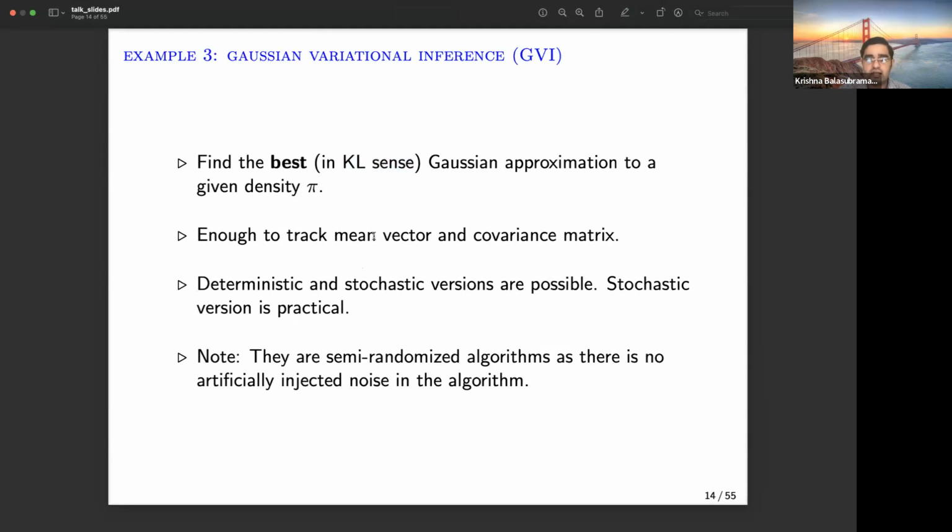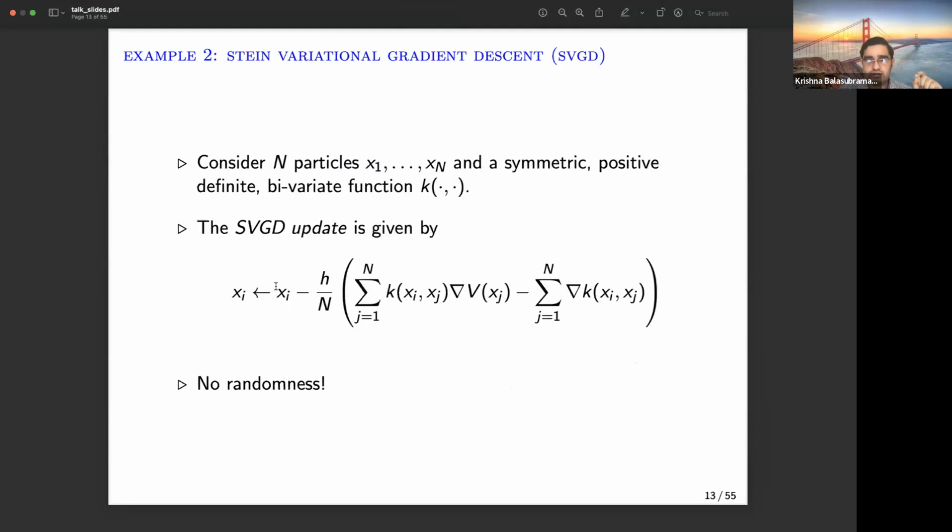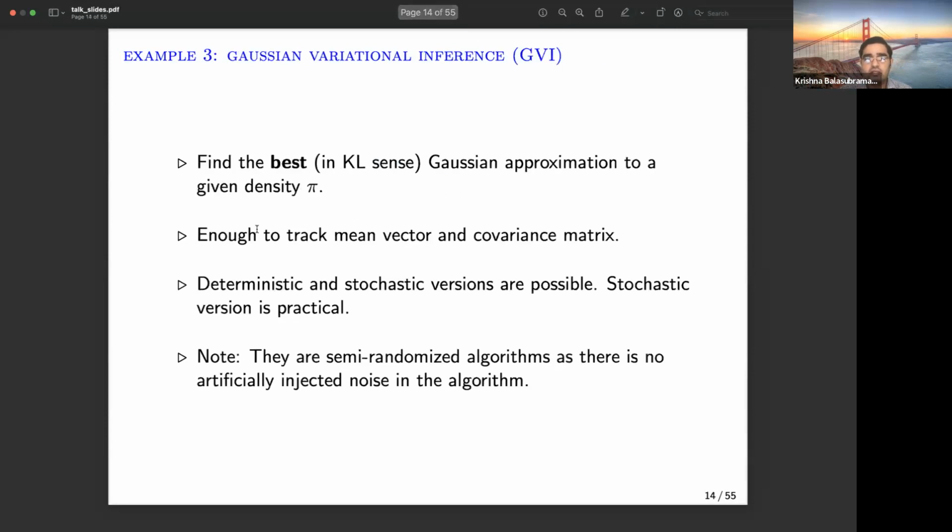So the advantage is that here, because you don't have a parametric form for the density in SVGD, you have to use n particles to track the density in some sense. In Gaussian variational inference, because your output is Gaussian, all you need to know to track a Gaussian density is just the mean vector and the covariance matrix. So it's enough to just track a vector and a matrix. That's some nice thing about Gaussian variational inference.